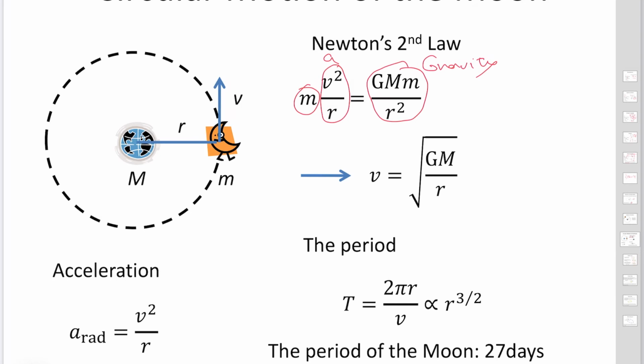Then from this equation you can solve for v. v is the square root of GM over R. M is the mass of the Earth.